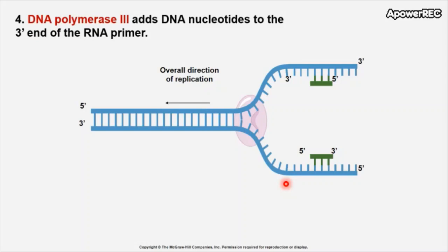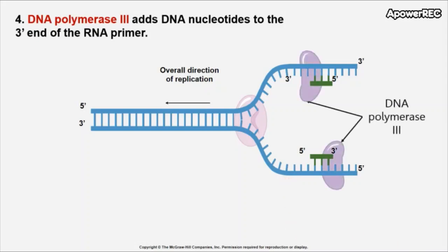It's called DNA polymerase because it polymerizes new strands of DNA instead of RNA. And it is called 3 because it was the third polymerase discovered. Each one of these polymerases serves a slightly different function. This one is very important in replication. So this DNA polymerase 3 adds DNA nucleotides to the 3' end of the RNA primer. So it's going to be replicating like we'll show in this image.